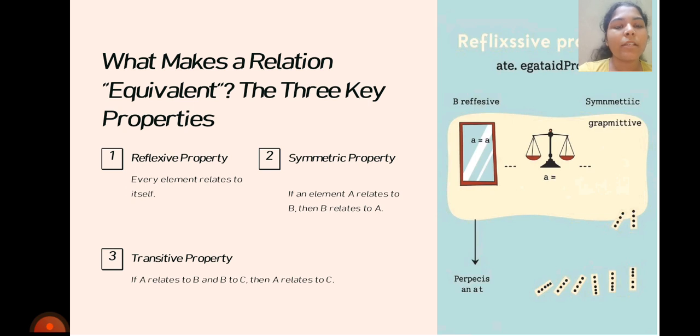What makes a relation an equivalence relation? The three key properties are: reflexive property, every element relates to itself. Symmetric property, if an element A is related to B, then B is related to A. Transitive property, if A is related to B and B is related to C, then A relates to C.